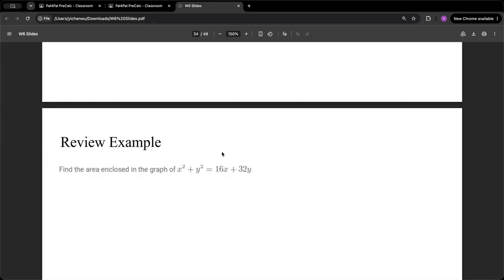So let's start by doing one last review question for ellipses, and then we'll start doing hyperbolas. DM me your answer, on my purple PFP account.